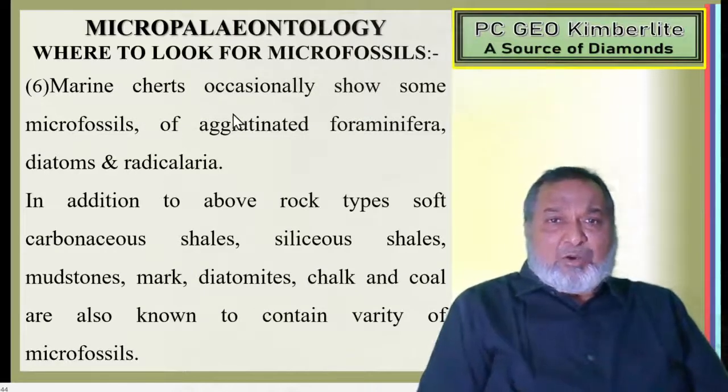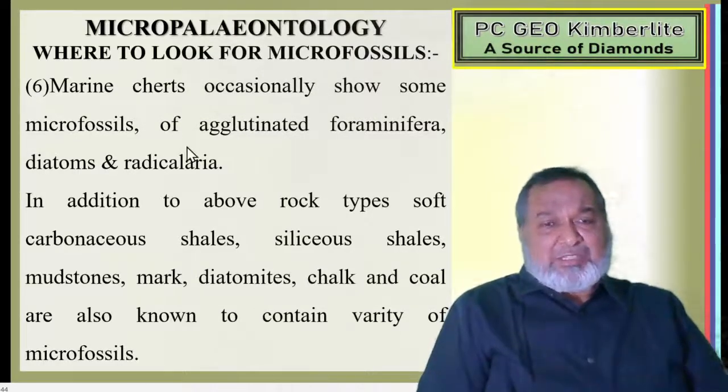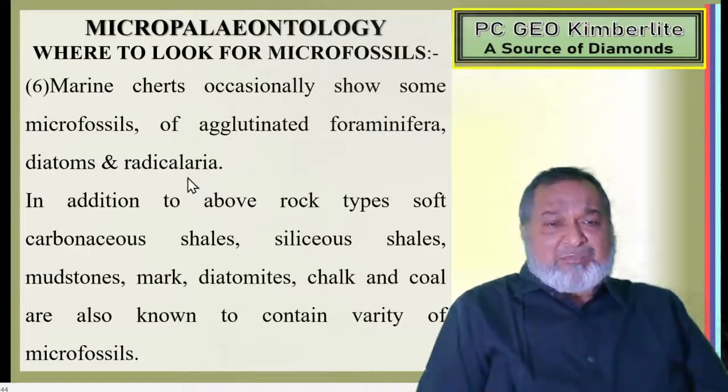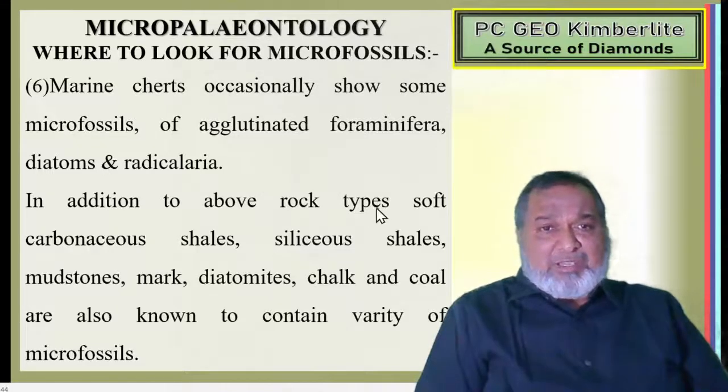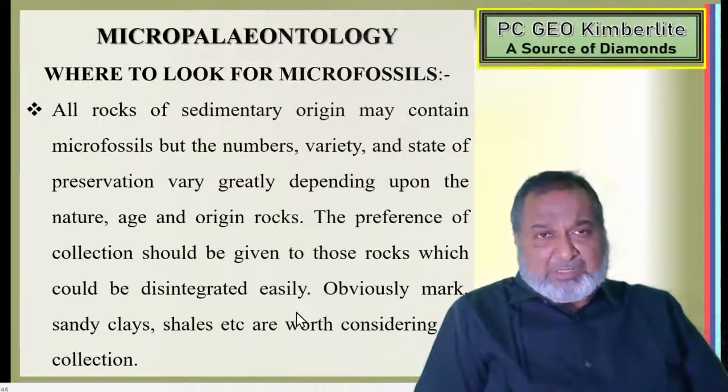Marine shells occasionally show some fossils of agglutinated foraminifera, diatoms, or radiolarians. In addition to the above rock types, soft calcareous shells, siliceous shells, mudstone, marl, dolomites, chalk, and coal are also known to contain a variety of microfossils.